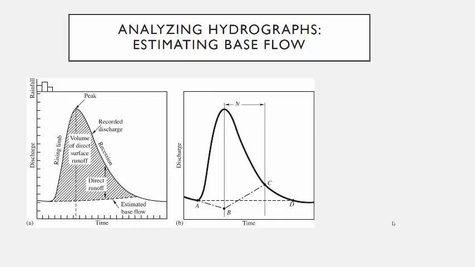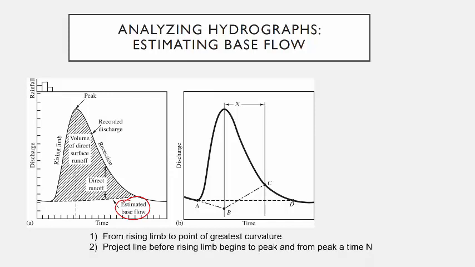And the direct runoff needs to be subtracted from the total runoff, which includes the base flow. So the total runoff minus the estimated base flow is what gives you the direct runoff. Now, you do not always have that information of the estimated base flow, so sometimes you'll have to estimate. And we're going to talk about two methods to estimate that.